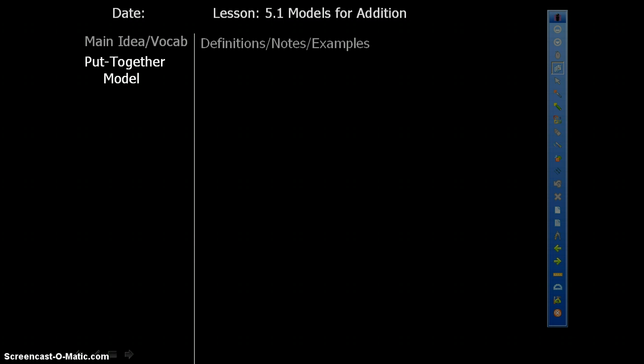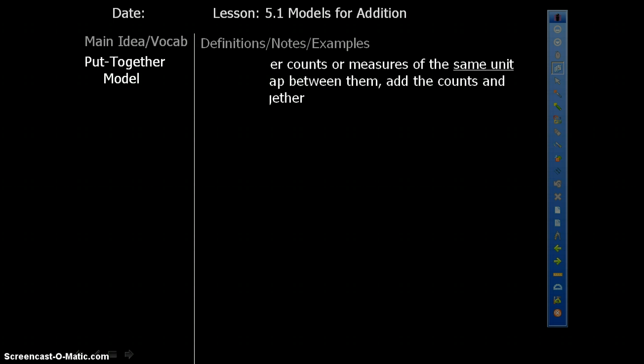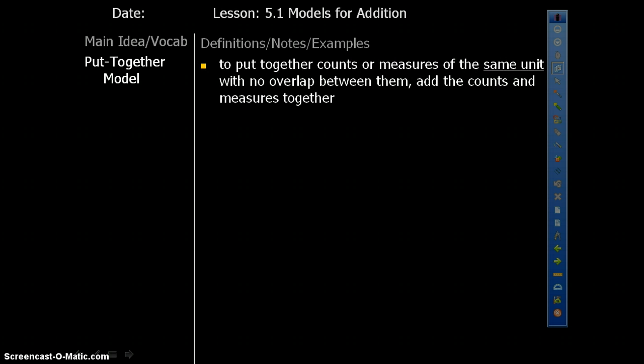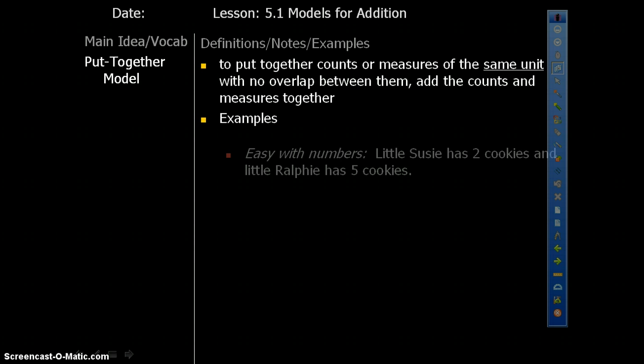Taking a look, the most basic model for addition is called the put together model or the putting together model. Basically, it states to put together counts or measures of the same unit. That part is really important. With no overlap, we add them together.